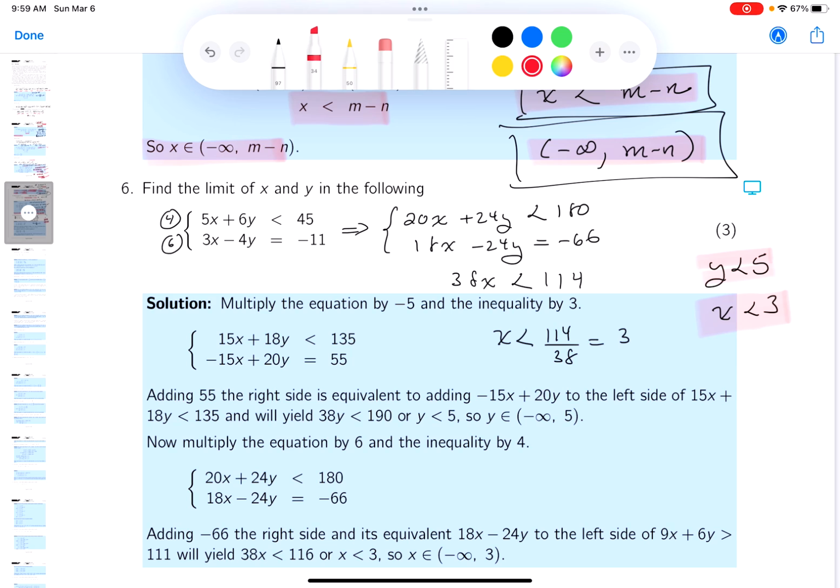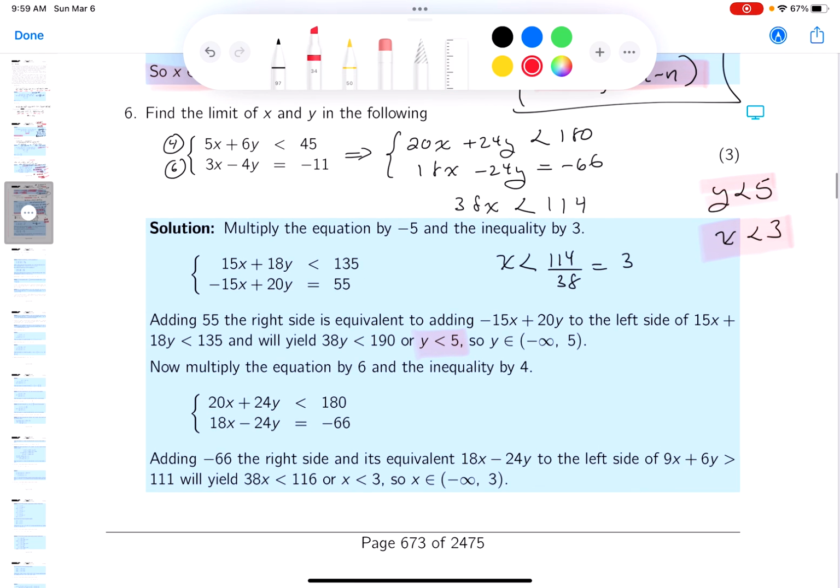And let's read the key. Reading the key is actually what it just did there. And what they say is y is less than 5. I certainly have that written down. And what else do they say? They say x is less than 3. And we're solved. They put the intervals down as well. All right? Thank you.